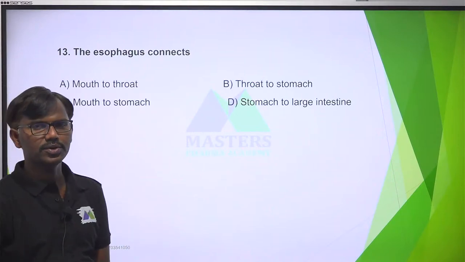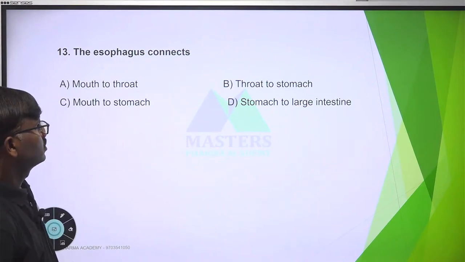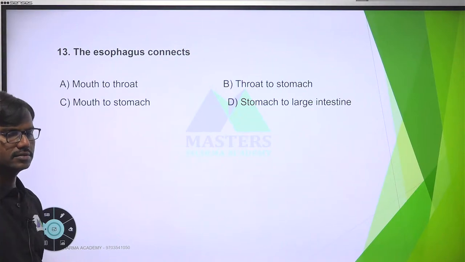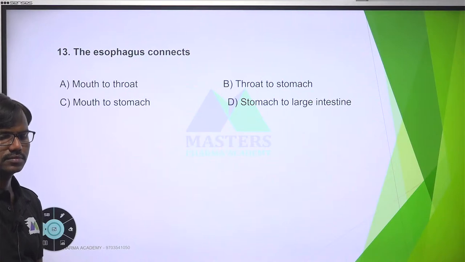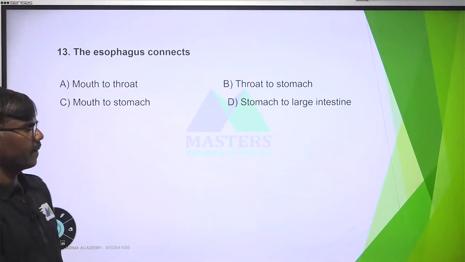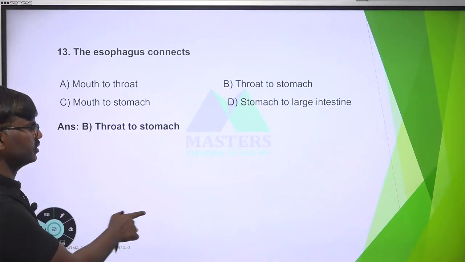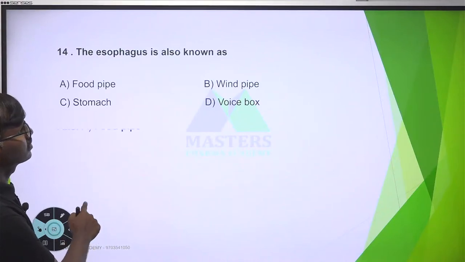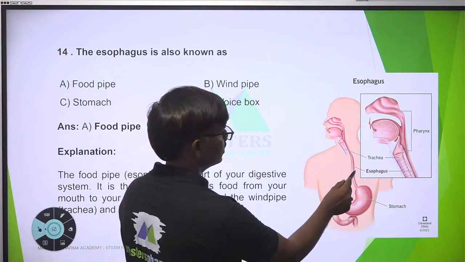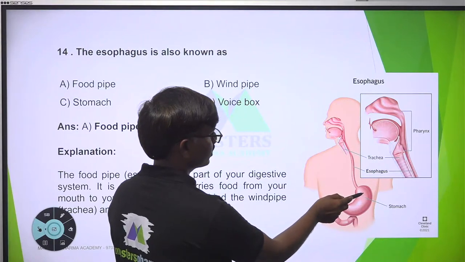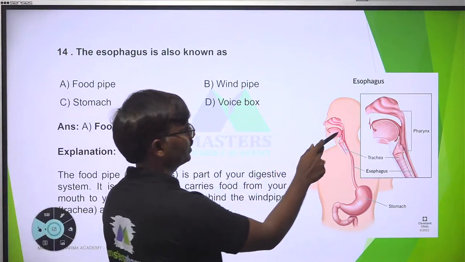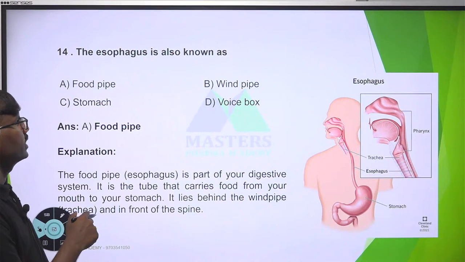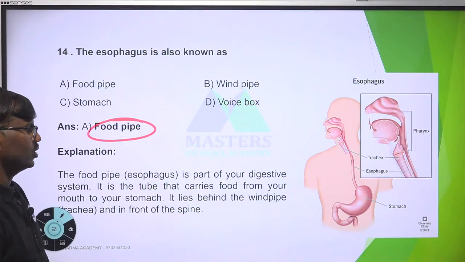Esophagus connects. Anatomy question, general questions. Esophagus connects: mouth to throat, throat to stomach, mouth to stomach, or stomach to large intestine. The answer is throat to stomach. If you see the anatomical structure, this is esophagus and this is trachea. Throat to stomach is in between, right? Remember, pharynx is above, don't get confused. So the esophagus is also known as food pipe.